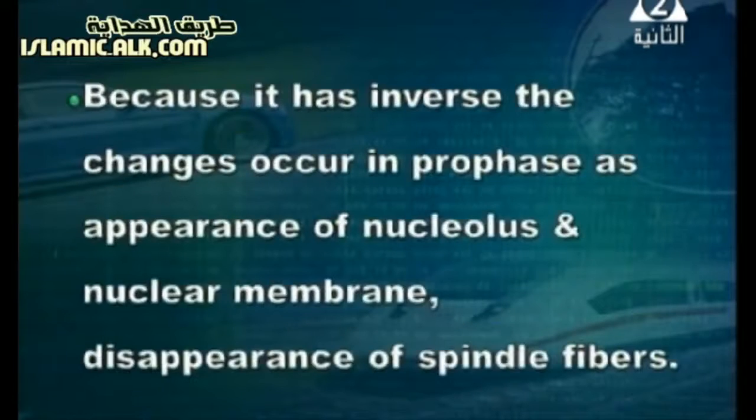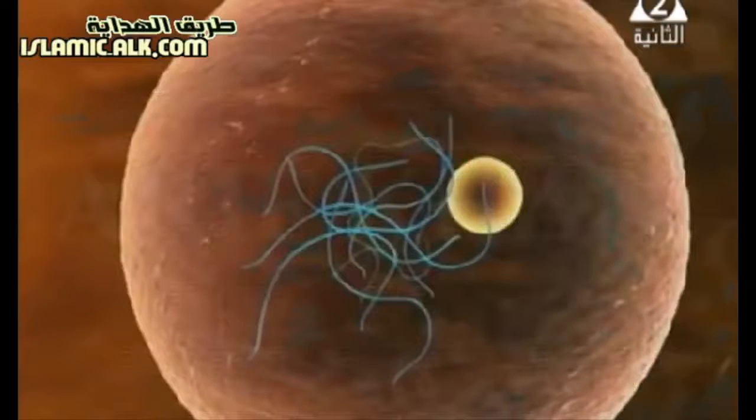It is called telophase, the reverse of prophase, because the changes that occur are the inverse of those in prophase: the appearance of the nucleolus and the nuclear membrane, and also the disappearance of the spindle fibers. Let us show this video to understand what is going on with the somatic cell in its division.